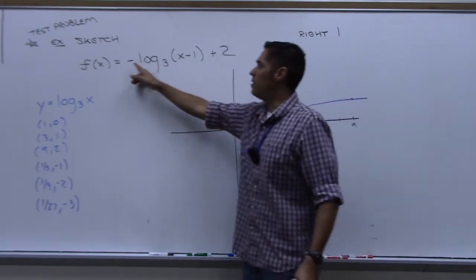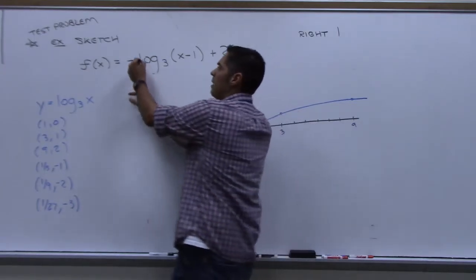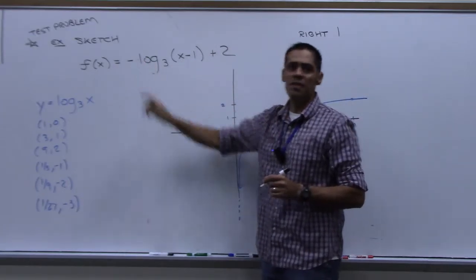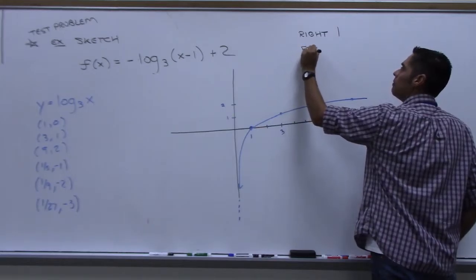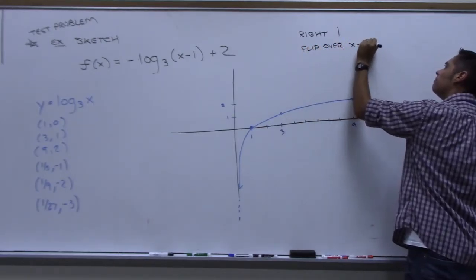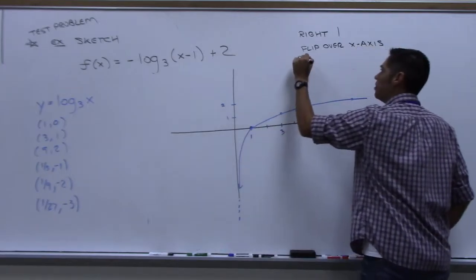The minus comes next, not the +2. Because of the order of operations, this is like a multiplication out here. This is addition. This would happen first. So what does a negative sitting in front of the function do? Flips it over what? X-axis. And then the 2 right here, up 2.